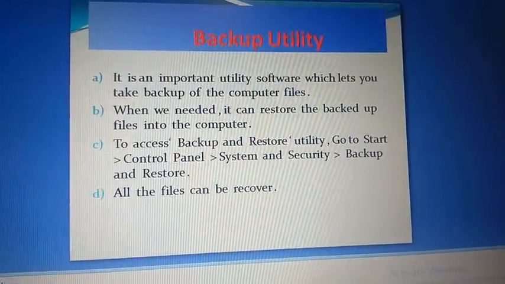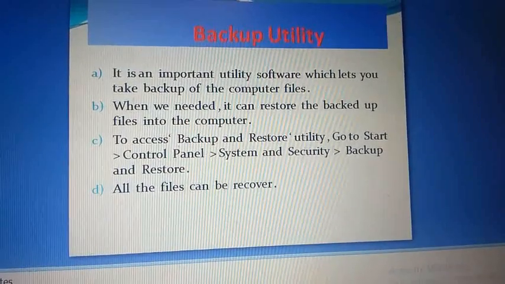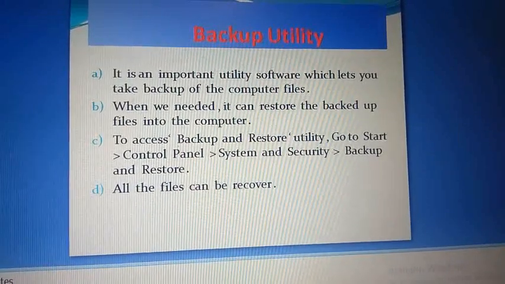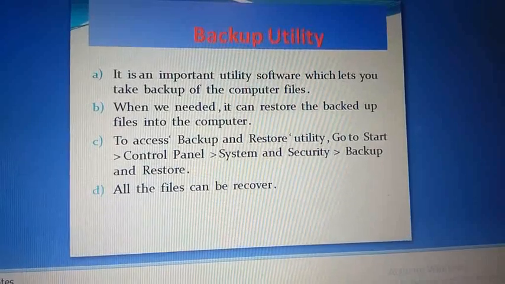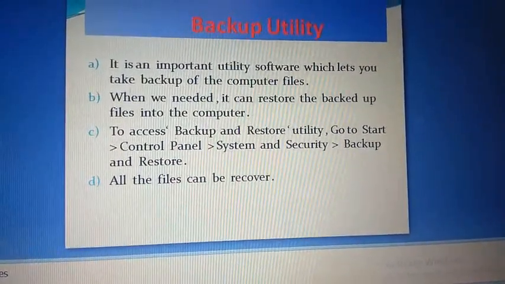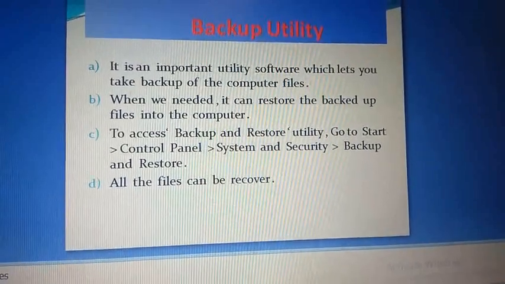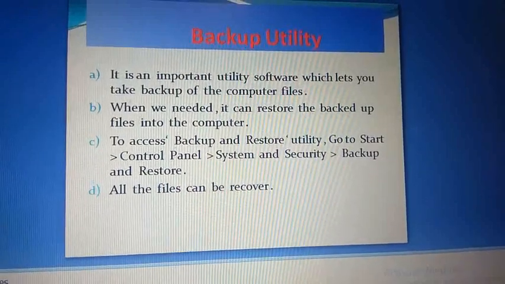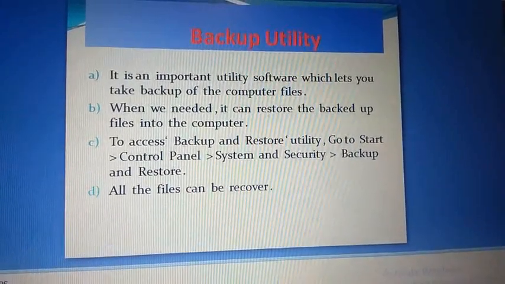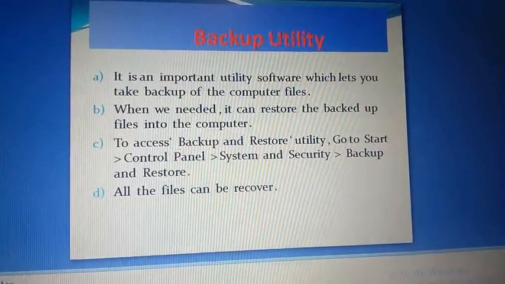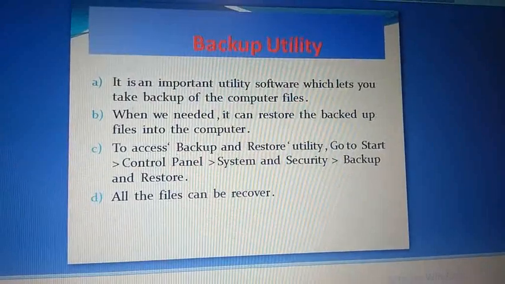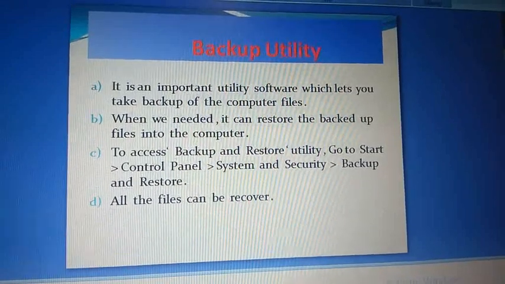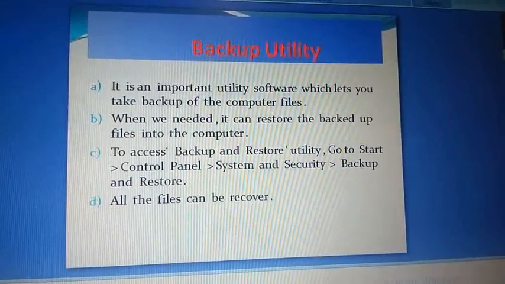To access the backup and restore utility, go to Start, Control Panel, System and Security, Backup and Restore. All the files can be recovered. Listen carefully. It is an important utility software which lets you take backup of the computer files. You can take backup, and when needed, it can restore the backed up files into the computer.